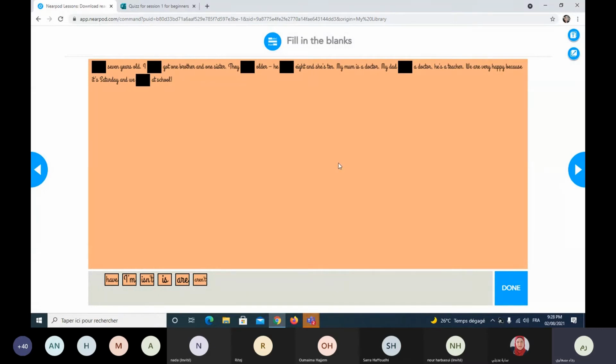Okay, so fill in the blanks. I read the short paragraph. I'm 7 years old. I got one brother and one sister. They are older. He is 8 and she's 10. My mom is a doctor. My dad isn't a doctor. He's a teacher. Be careful here. So he is a teacher. So of course, he's not a doctor. Okay. We are very happy because it's Saturday and we aren't at school.